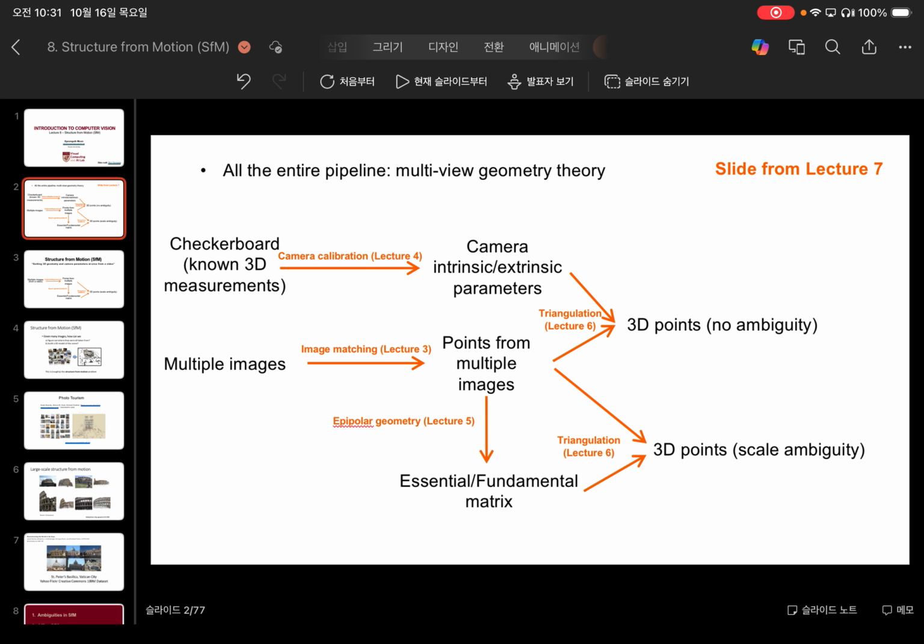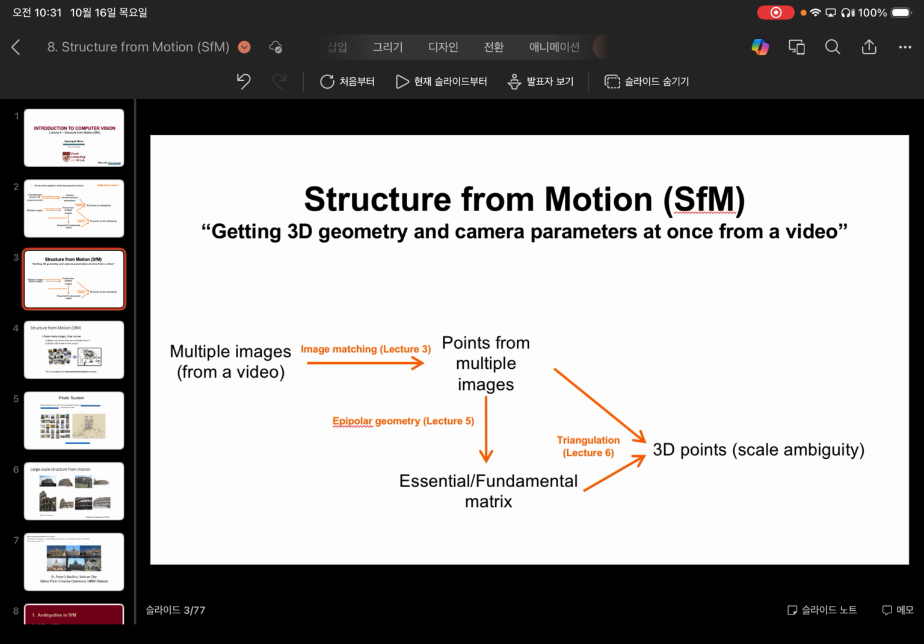So the structure from motion, this is the entire pipeline of multiple geometry theory. We've all learned this. And structure from motion is a kind of practical algorithm. It does not require camera calibration. Of course, we can use camera calibration. It is good, but it is not necessary.